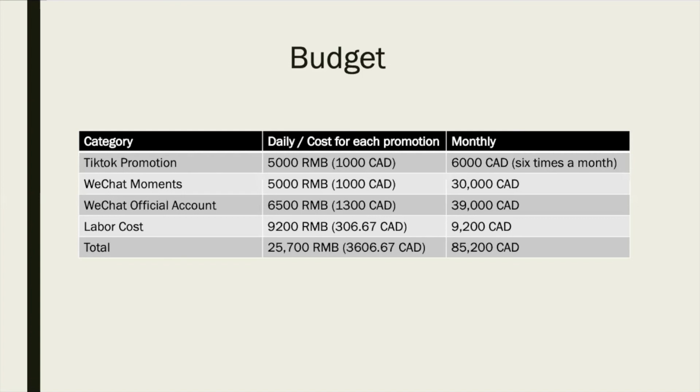And we want to do that 6 times a month. So that would gain us 600,000 views per month, and that would cost us 6,000 CAD. For WeChat Moments ads, it is CPC, so cost per click. So whenever people click on our ad, we pay that. And the daily cost we estimate as 5,000 RMB also, and it's roughly 1,000 Canadian dollars. So that would be 30,000 Canadian dollars per month.